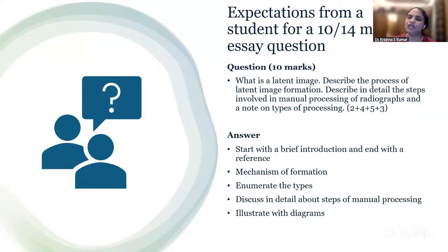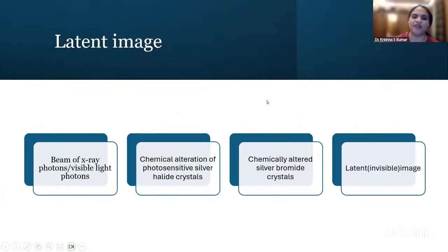And make sure that you illustrate each of these steps, like latent image formation, with proper diagrams. Sometimes when you get questions like this, there is a mark division given. Certain questions carry 2 marks, certain sections carry 5 marks, etc. So the topic or the section which carries more marks, you are supposed to write in much more detail. And you can end with a reference, like from where you have taken the topic.